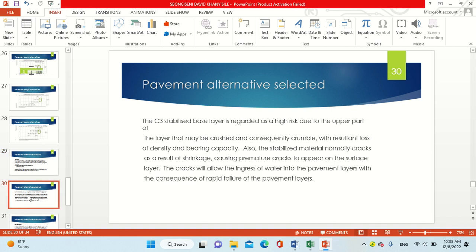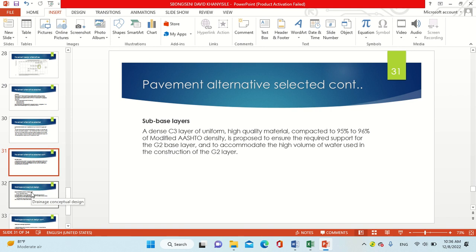Now let's look at the pavement alternative selected. The C3 stabilized base is regarded as a high risk due to the upper parts of the layer that may crush, with resultant loss of density and bearing capacity. Also, stabilized material normally cracks as a result of shrinkage, causing premature cracks to appear on the surface of the layer. The cracks will allow the ingress of water into the pavement layer, with the consequence of rapid fracture of the pavement layers.